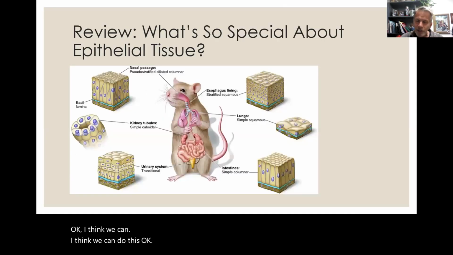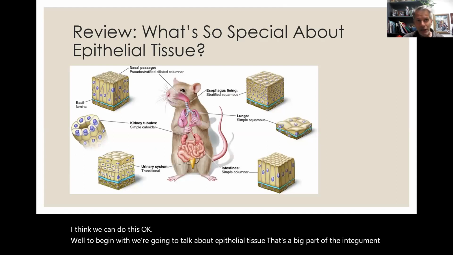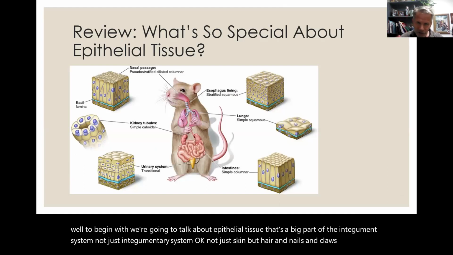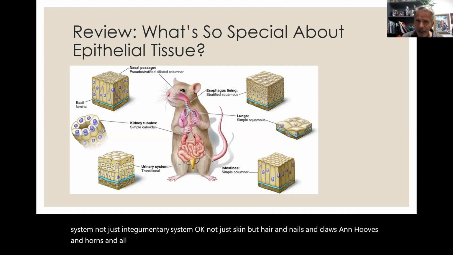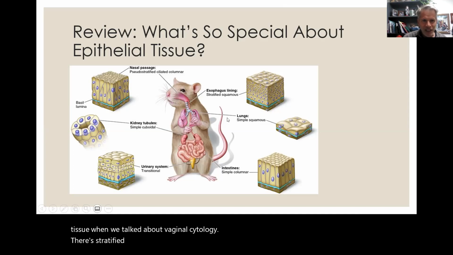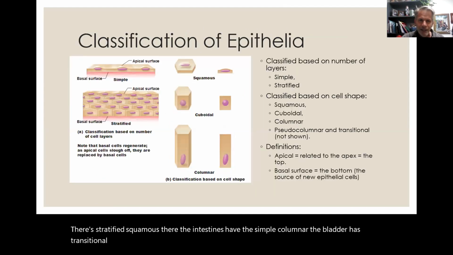Well, to begin with, we're going to talk about epithelial tissue. That's a big part of the integument system, not just the skin, but hair and nails and claws and hooves and horns and pads and all that. It's all about epithelial tissue. And we've seen it show up. We've talked about lungs, with the simple squamous epithelial tissue. When we talked about vaginal cytology, there's stratified squamous there. The intestines have the simple columnar. The bladder has transitional, like stretch, right?